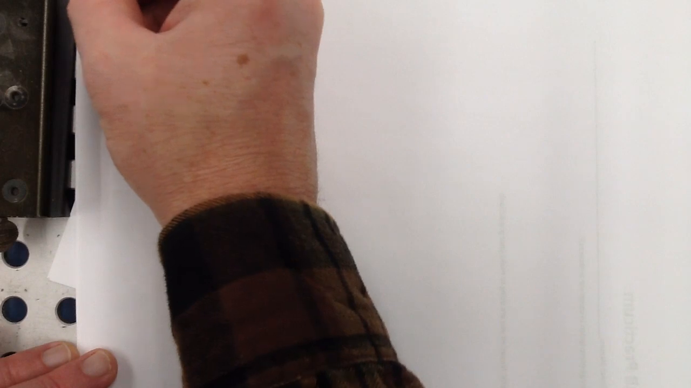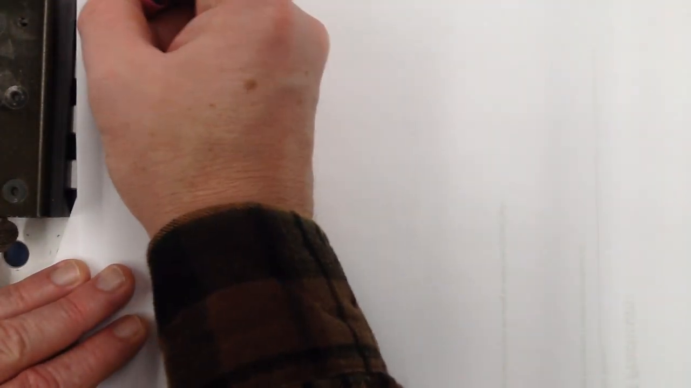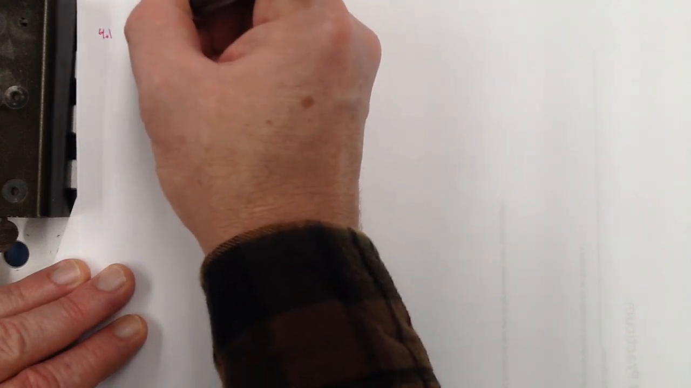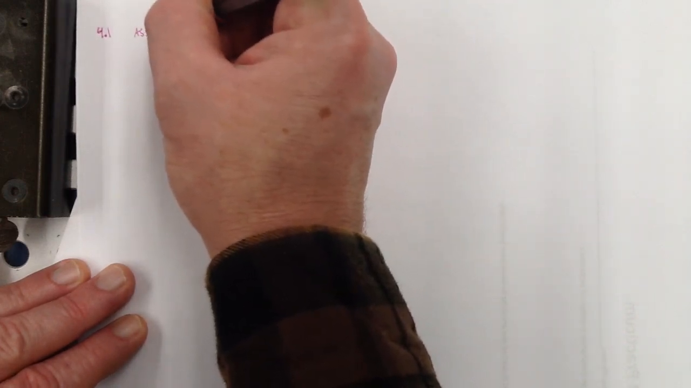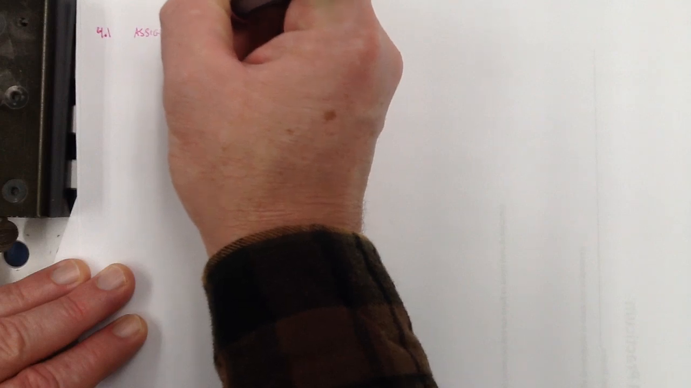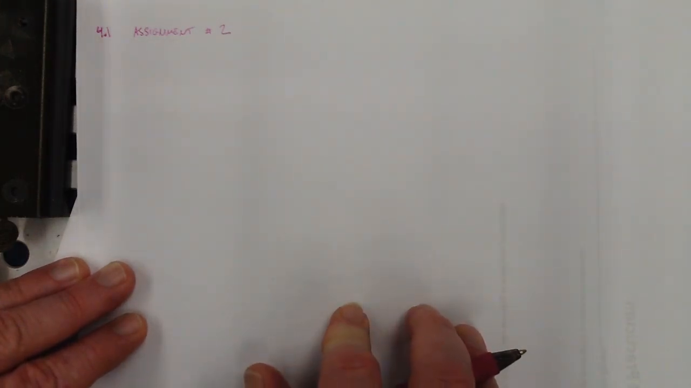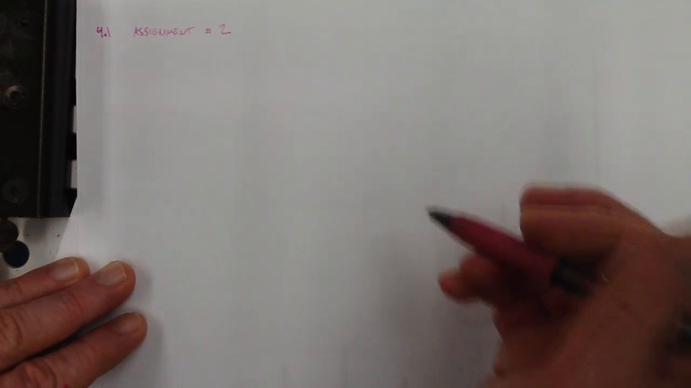This is 4.1, the problems from some other book that I have, that I like. This is the assignment we're calling assignment number 2. And we're starting at 27 and doing 27 to 31. And that's all of those.